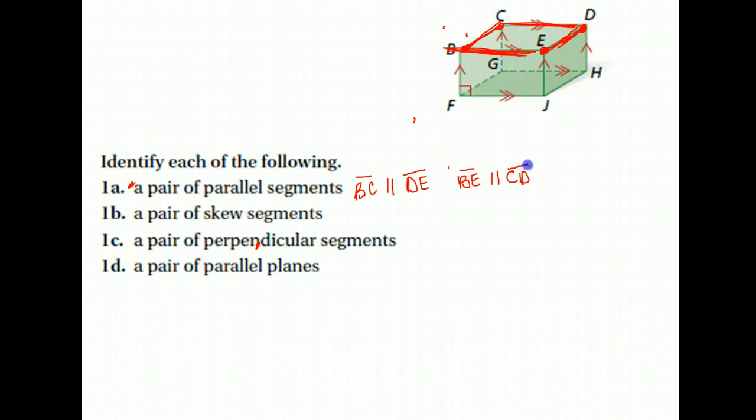BE and CD are marked for sure. Let's see what other pair is marked. Oh, BF and EJ. Notice they have the one little arrow on each of them. That means that they are parallel, and they appear to be parallel. They don't look like they will ever intersect. Okay, what other pairs could we list? Oh, we could go with EJ and DH.